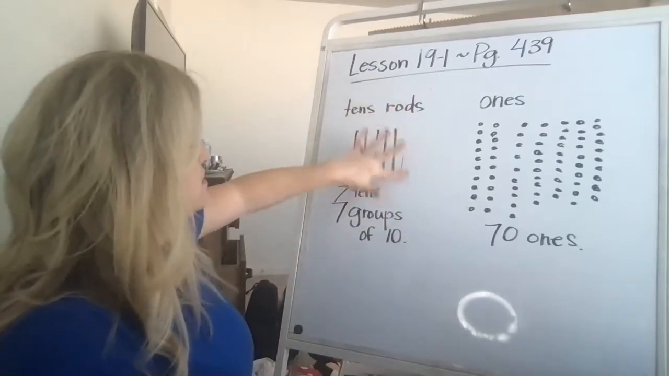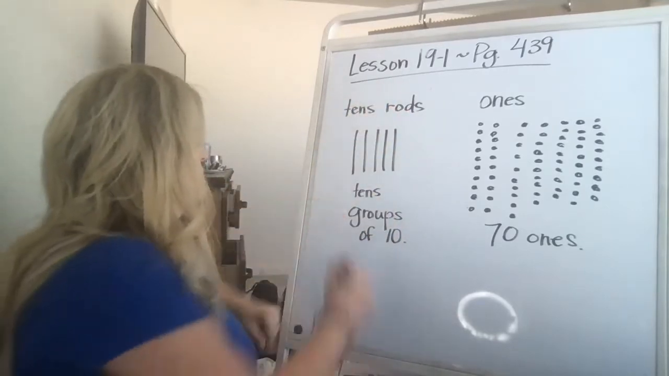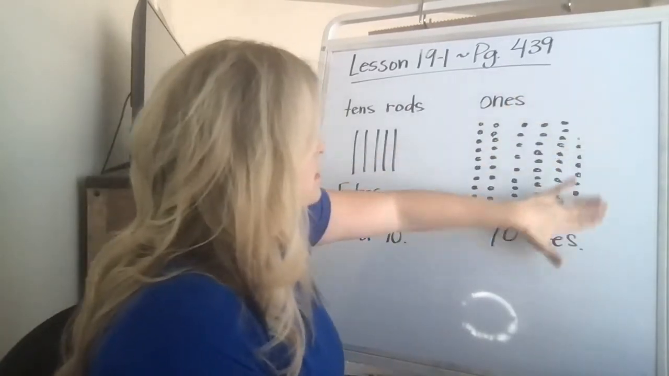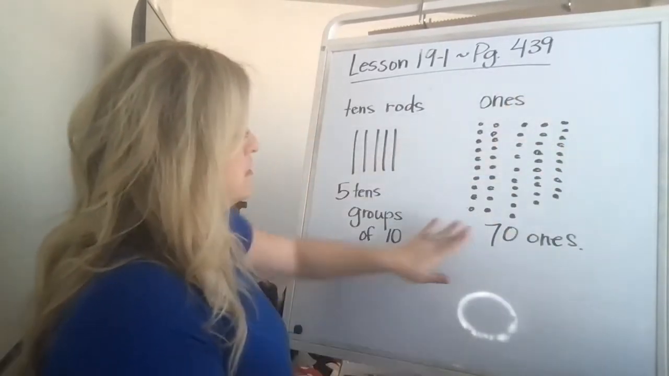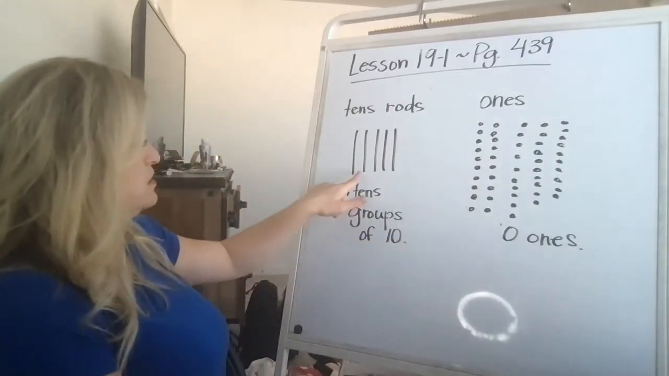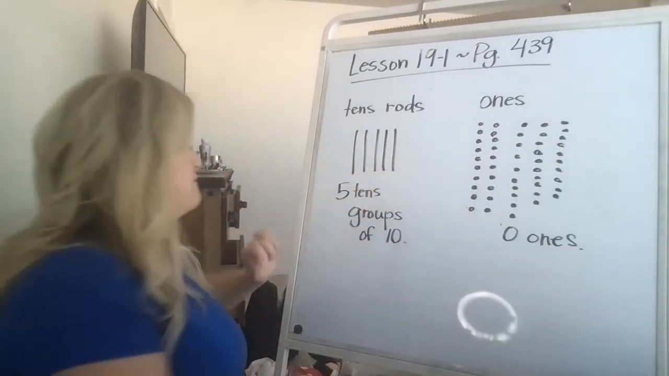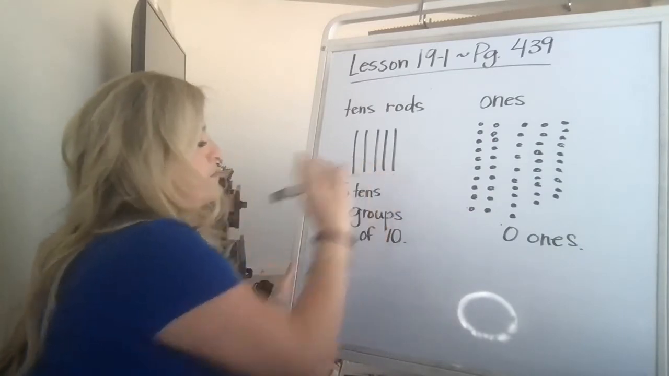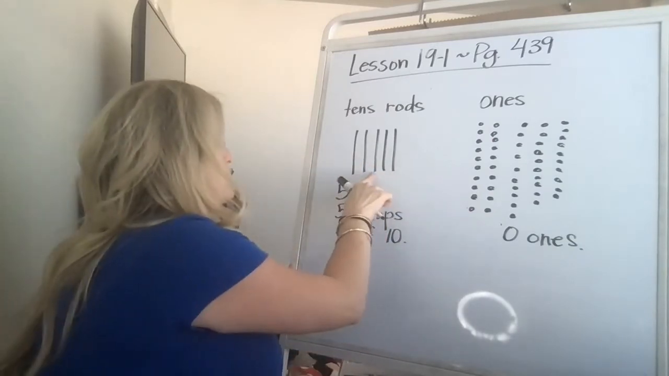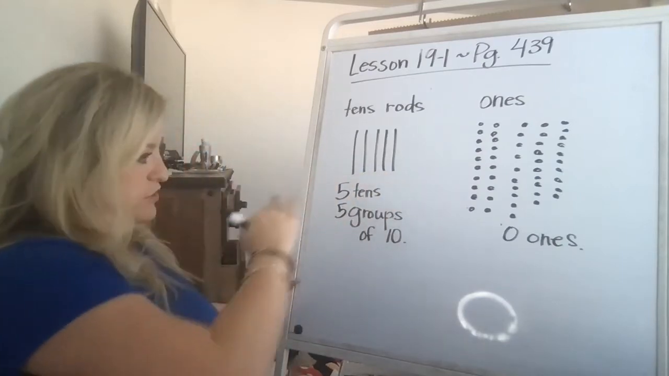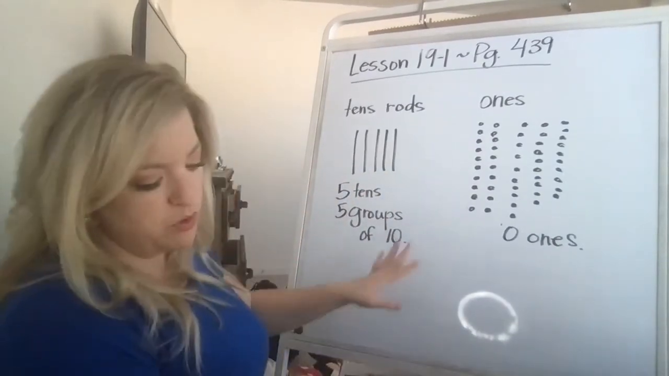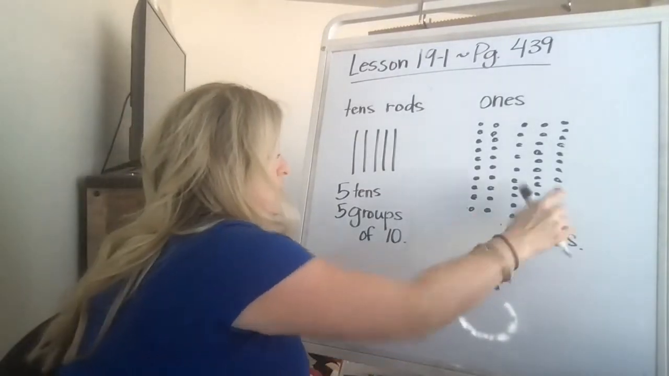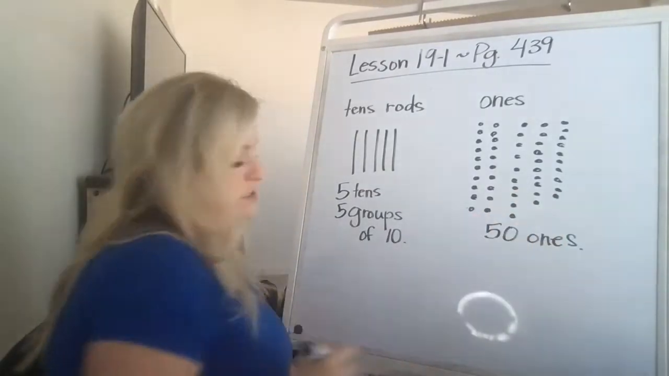5 tens is the same as 1, 2, 3, 4, 5 groups of 10: 10, 20, 30, 40, 50. There I'm counting by tens. 1, 2, 3, 4, 5 groups of those tens. Now I'm going to count the ones because 5 tens is the same as 10, 20, 30, 40, 50 ones.